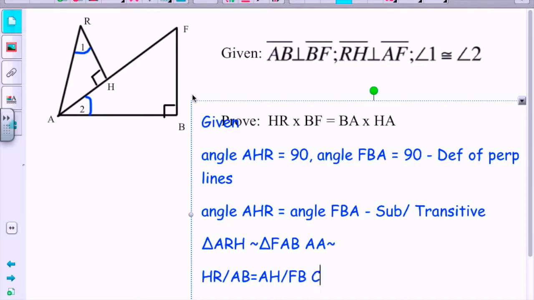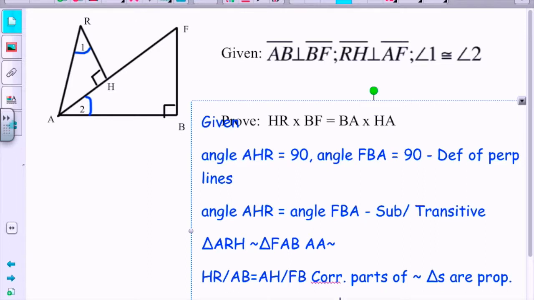And that is because corresponding parts of similar triangles are proportional. Once I know that they're similar, I know their sides are in proportion. So notice this is in CPCTC, that's a little different. And then I know that HR times BF equals BA times HA. That's a property of proportion.